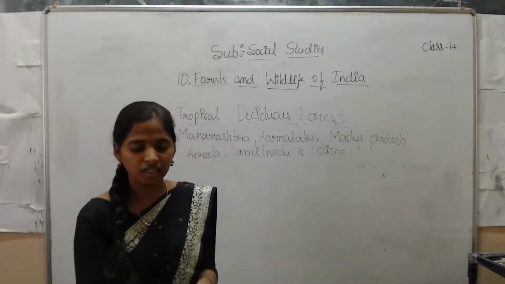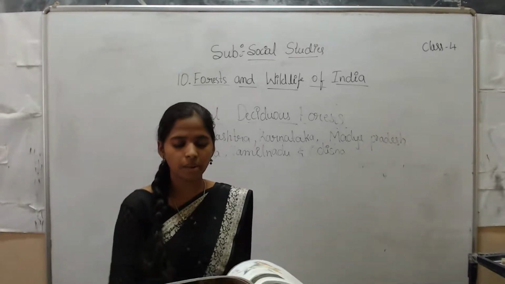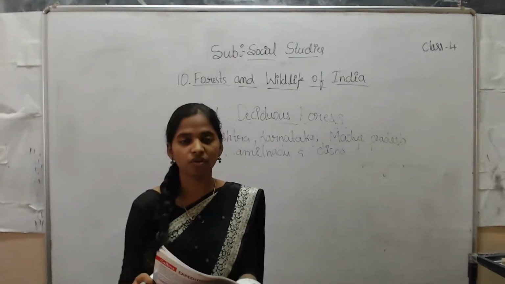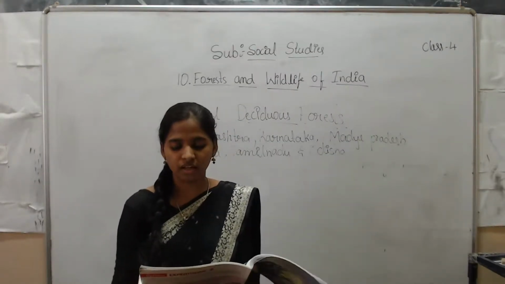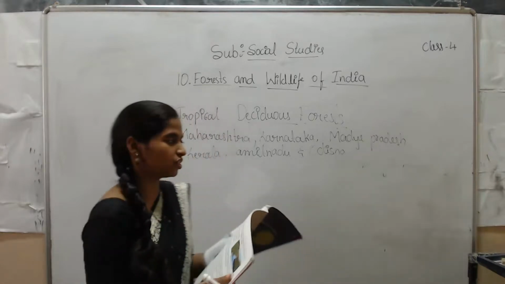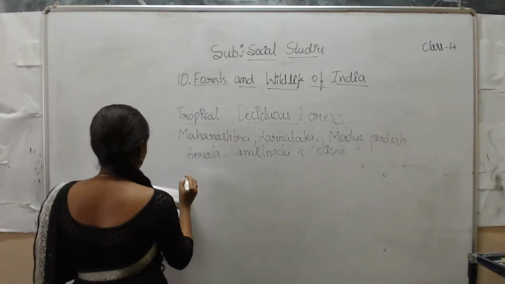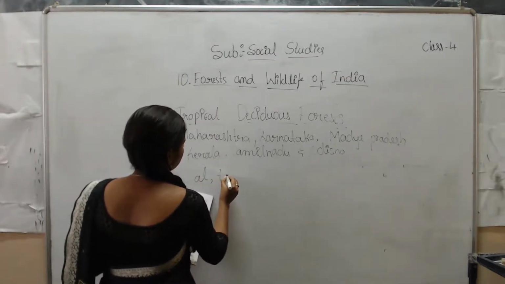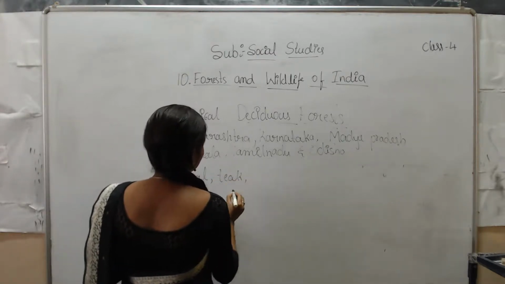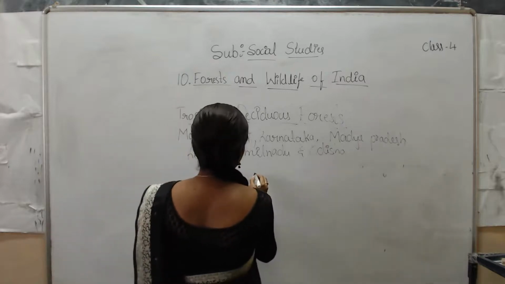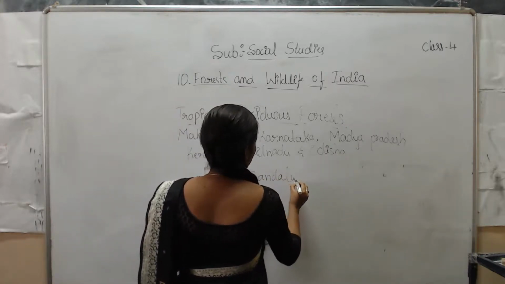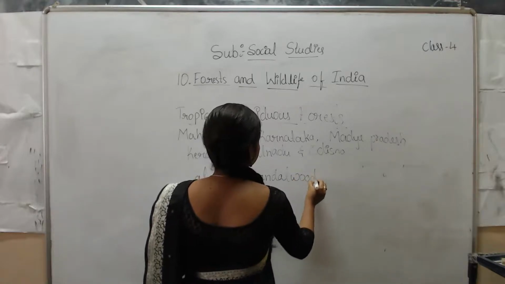Then sal, teak, sandalwood, mahua, shisham, bamboo, and semal are some of the commonly grown trees in this tropical deciduous forest. The names are very different, and I hope you haven't heard them before. Sal, teak, teak is common. Then the sandalwood. I hope you are all familiar with sandalwood.